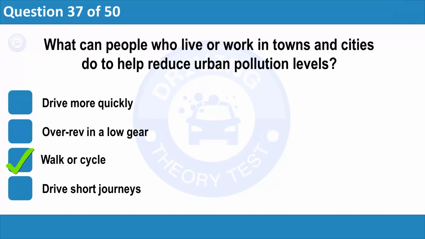Using a vehicle for short journeys means the engine doesn't have time to reach its normal operating temperature. When an engine is running below its normal operating temperature, it produces increased amounts of pollution. Walking and cycling don't create pollution and have health benefits as well.